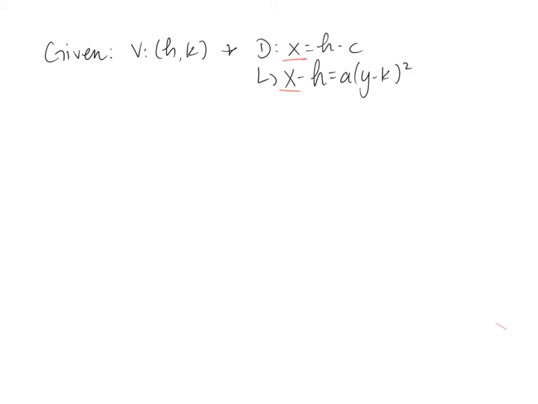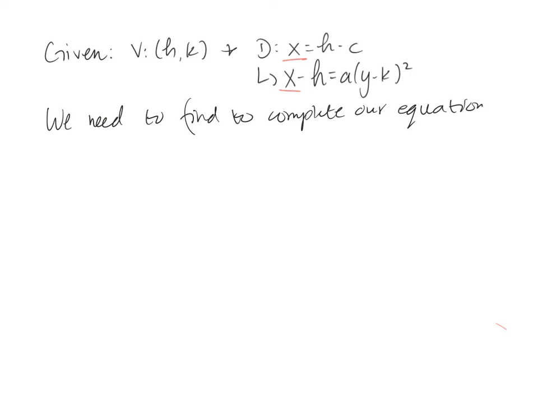Once you've determined you have an x parabola, or a horizontal one, we can plug in our h and our k from our vertex, and the only thing we're missing at this point is the a. So just like with the previous slide, we need to find a to complete our equation. We know that a is equal to 1 over 4c. So the thing we're really missing is the c.